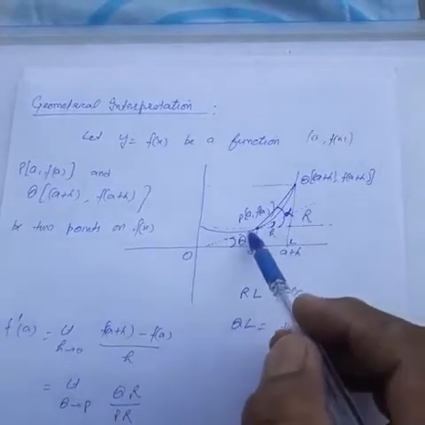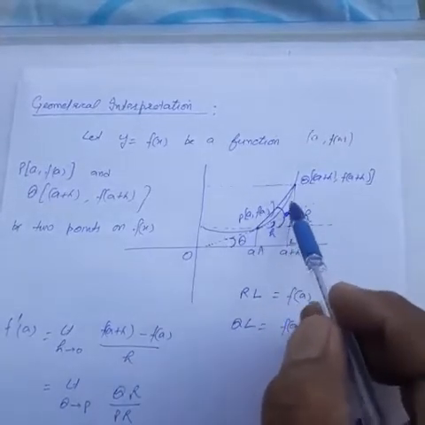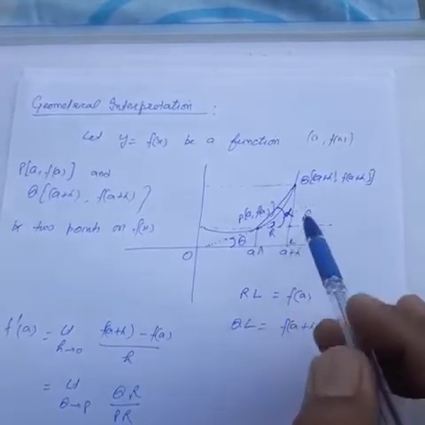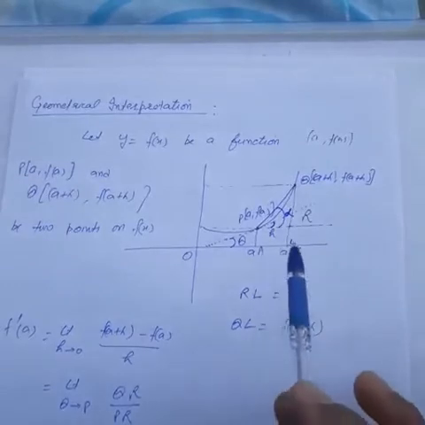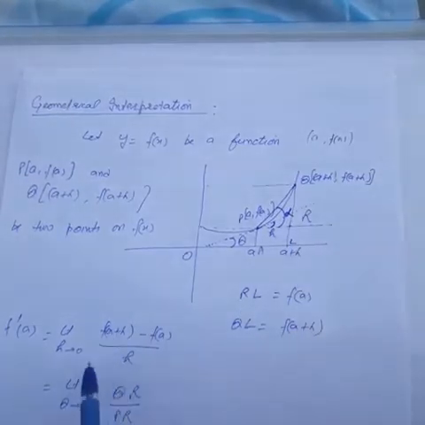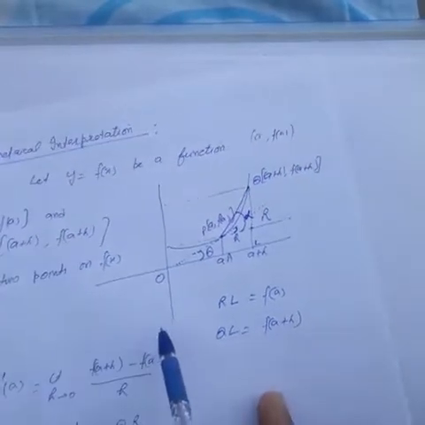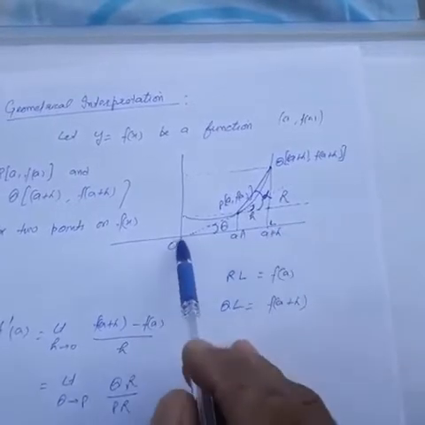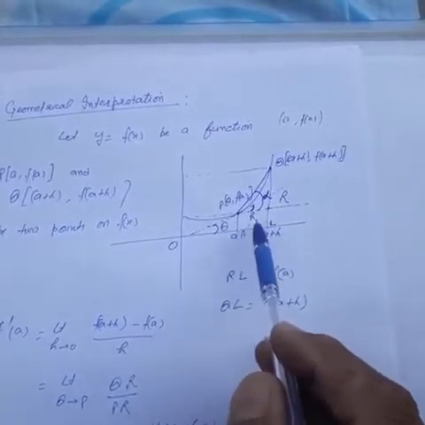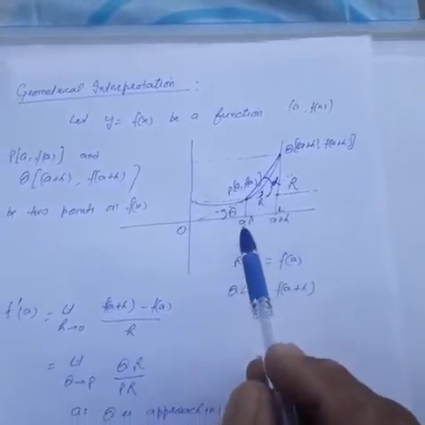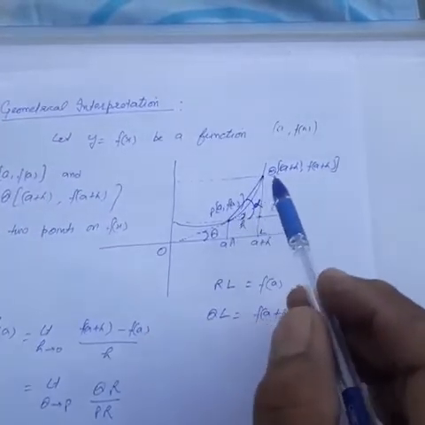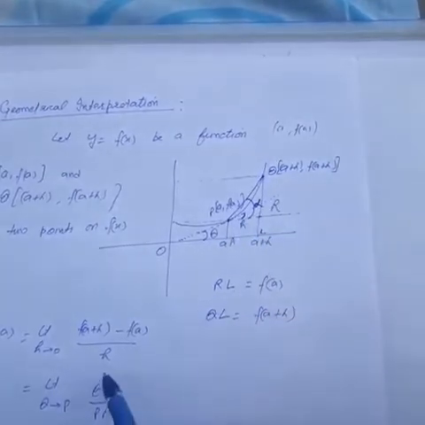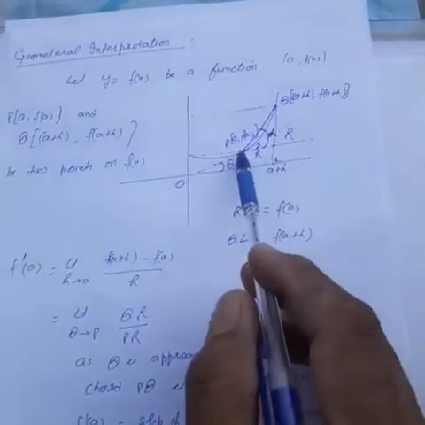If you consider this triangle PQR, the side QR is QL minus RL. QL is f of a plus h, so QR is f of a plus h minus f of a. And what is h? This distance OL is a plus h and this distance OA is a, so this distance is h. So in triangle PQR, side QR is f of a plus h minus f of a, and what is PR? PR side is h.